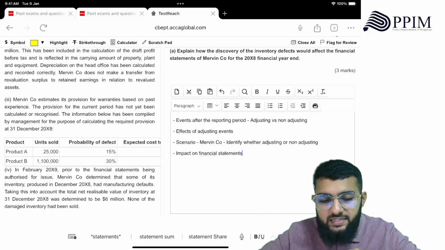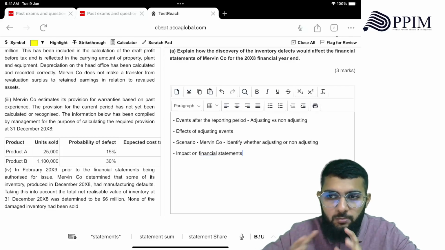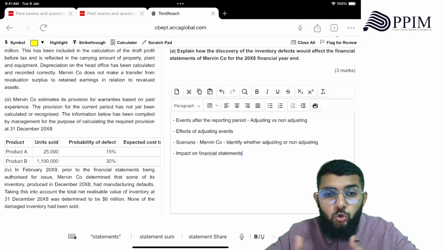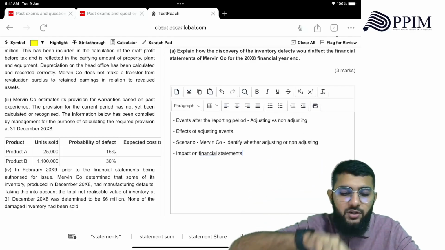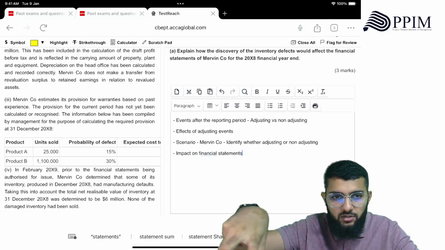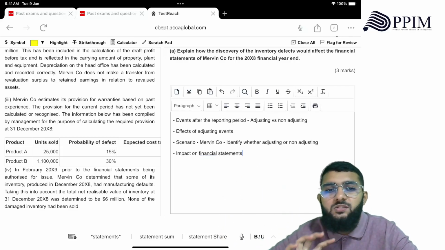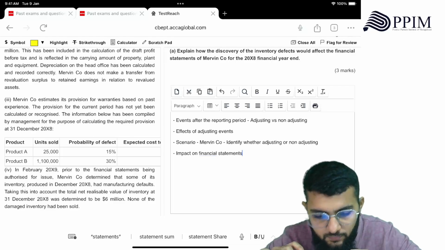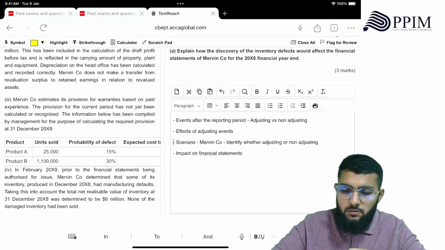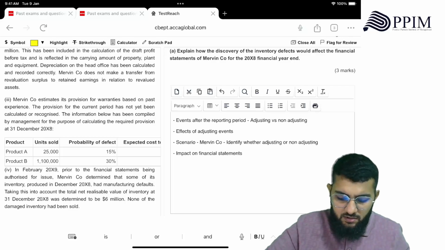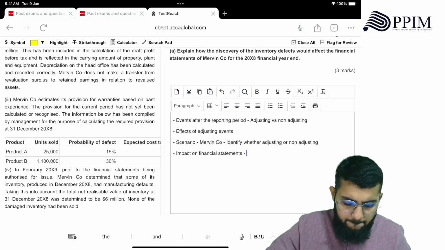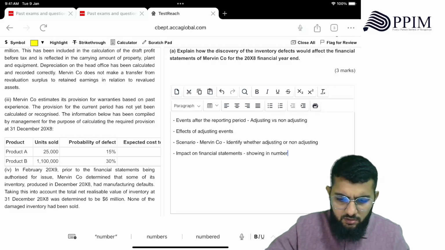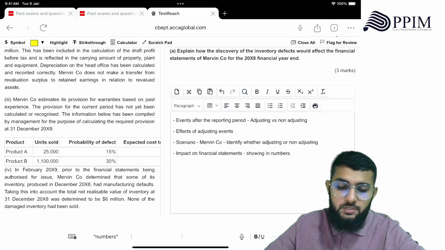So first you discuss what this is, standard IAS 10 events after reporting period. Then you talk about adjusting versus non-adjusting. Then you show what would be the effects of adjusting events, because you identify that correctly. Then scenario, you connect it: Mervyn Co., identify whether adjusting or non-adjusting in this case. And then you look at what's going to be the impact on the financial statements, and here you also will be showing it in numbers. Show this in numbers, right?